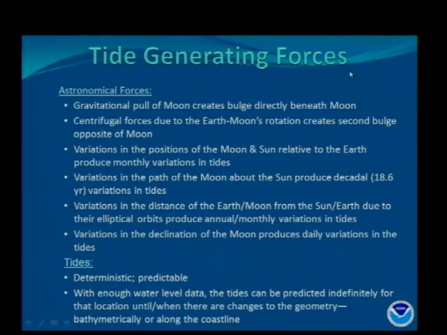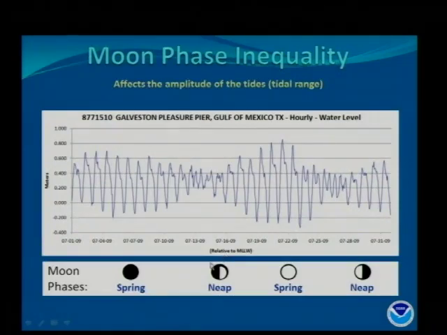What causes tides? Astronomic forces, planetary forces, the sun, primarily the moon in this case, and those relative positions of those astronomic bodies relative to the Earth and where they are in their orbits, in each of their orbits. So there are variations that occur because of the rotations of the moon, and the ranges, the amplitude, are impacted by the phases of the moon, leading to smaller or greater range of the tides, as shown here.